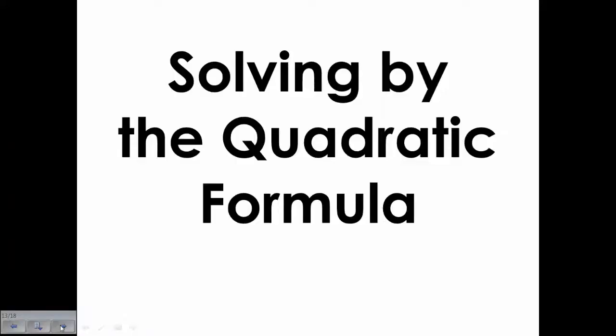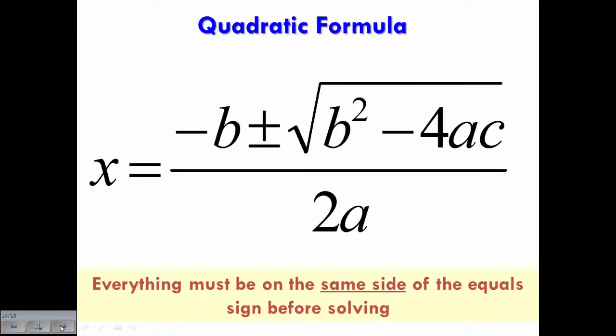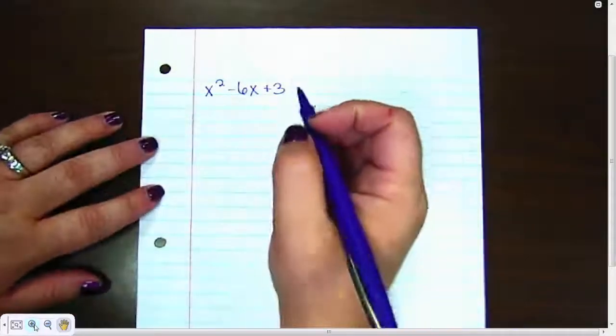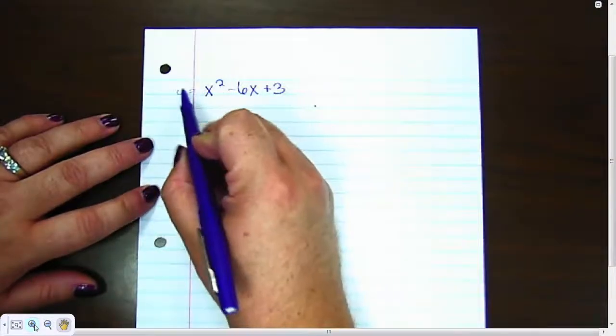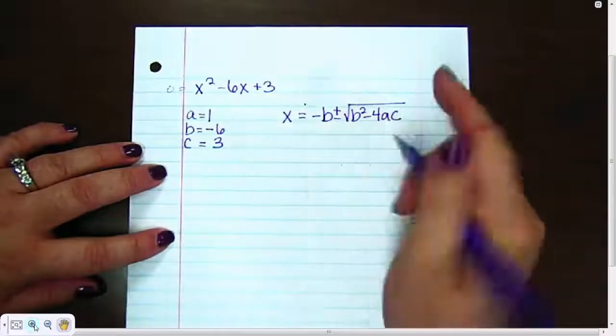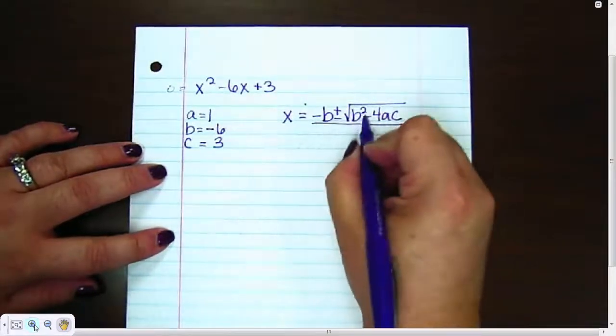Now let's look at solving by using the quadratic formula. This is a very intimidating formula. So what I want to do is identify my A, B, and C value. On this problem it was all set equal to 0. The quadratic formula. Do you see that underneath this radical is our discriminant, b squared minus 4ac?